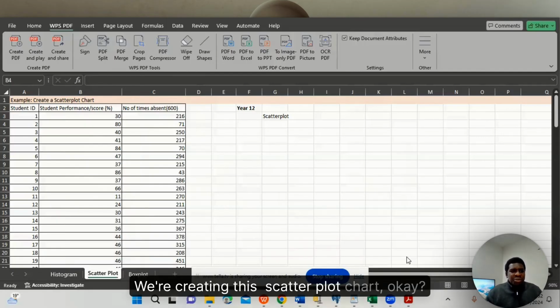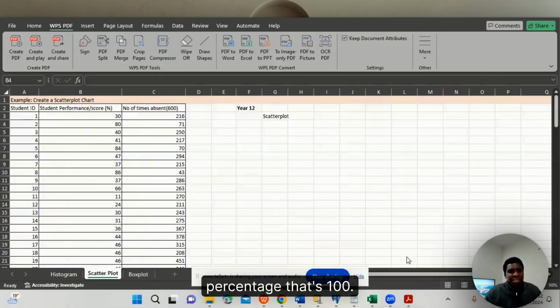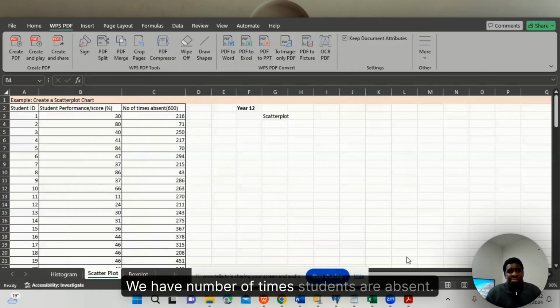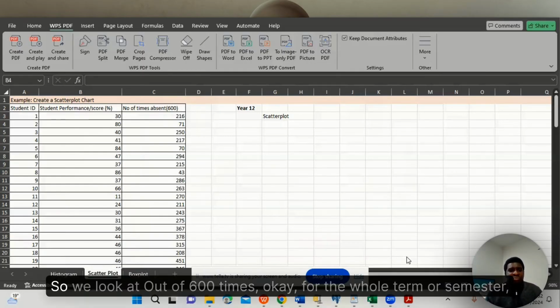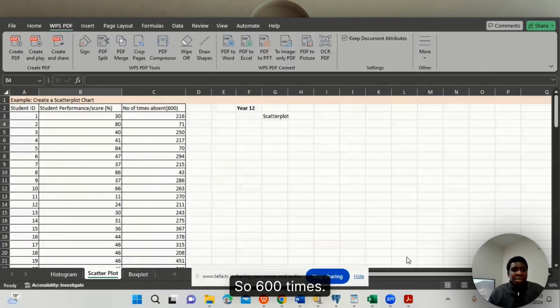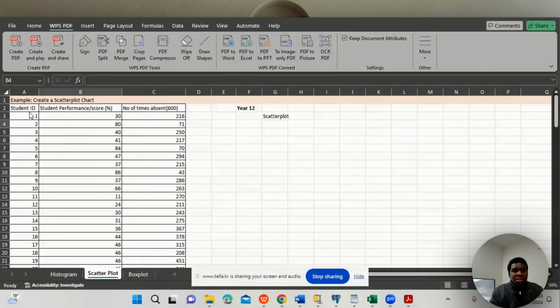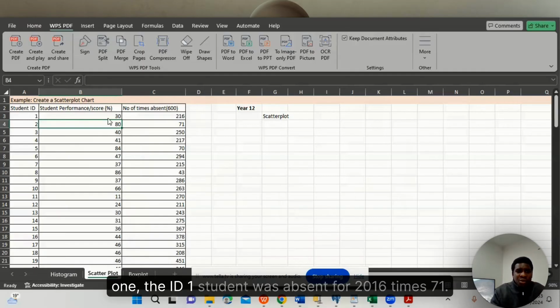So we'll be looking at the example we have here. We are creating a scatter plot chart, and we have a student ID. We have student performance, the score in percentage, that's over 100. We have the number of times students were absent, out of 600 times for the whole term or semester that the students should attend the school. So we can see here 216 for student one. This one was absent for 216 times.